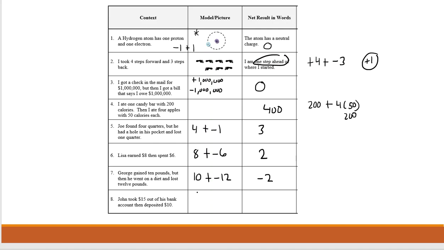John took $15 out of his bank account, then deposited 10. So if he took $15 out of his bank account, that would be a -15. And then if he deposited 10, when we figure out the net result here, if he took 15 out and he only deposited 10, he still is at a loss of $5 in his account. He's got $5 less than what he started with.